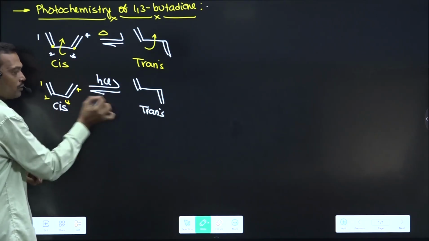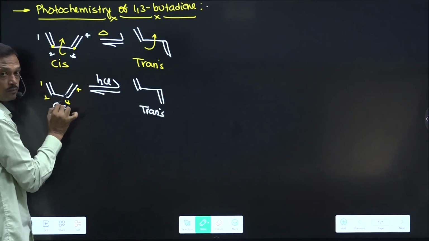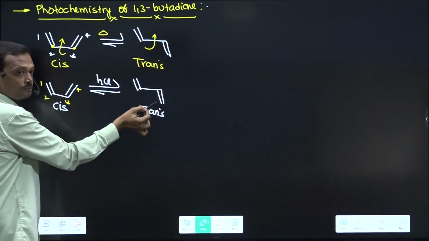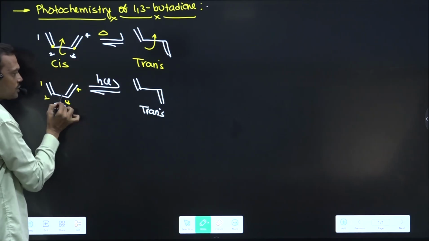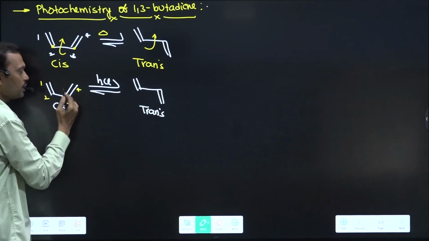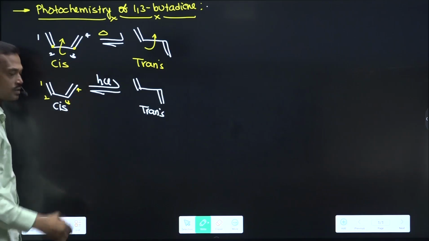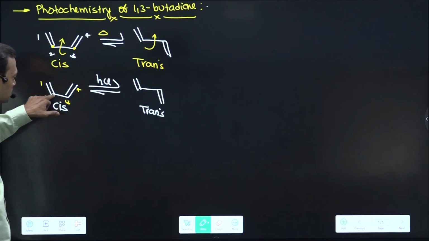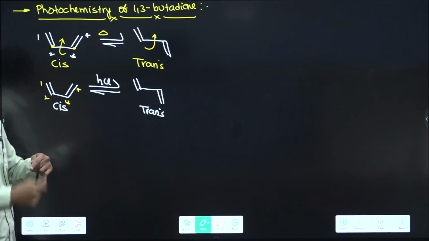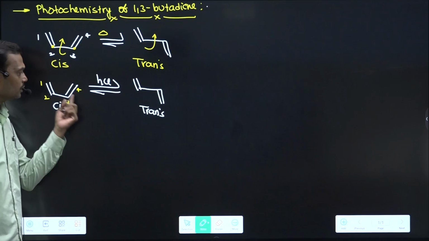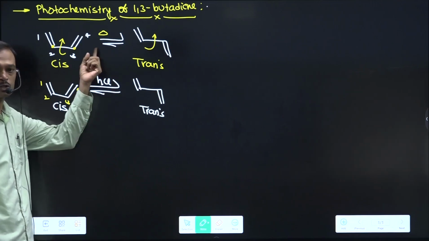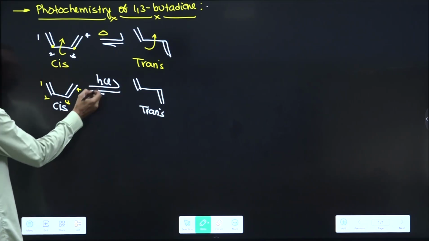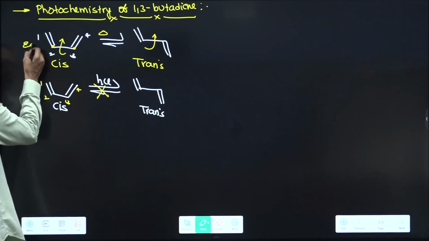Photochemically, cis is never converted to trans. Conjugate cis I am saying: two double bonds on the same side is cis, and here on the opposite side is trans. Photochemically cis never converts to trans because it is excited. When they are excited, the single bond starts converting into a double bond. Once this single bond starts converting into a double bond, it is impossible to rotate. Excited state, it is impossible to convert. Ground state, it is possible to convert. Clear? So it is impossible to convert photochemically.